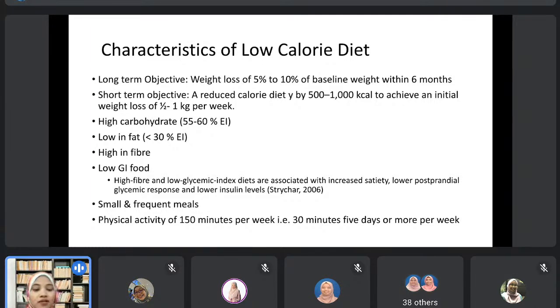Okay, because high fiber and also low GI diet is associated with increased satiety, lower postprandial glycemic response and lower the insulin level. So in a way that dia akan bantu untuk control the punya sugar levels. Okay, and then small and frequent meals.